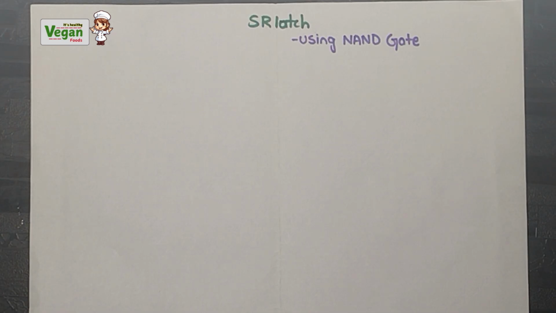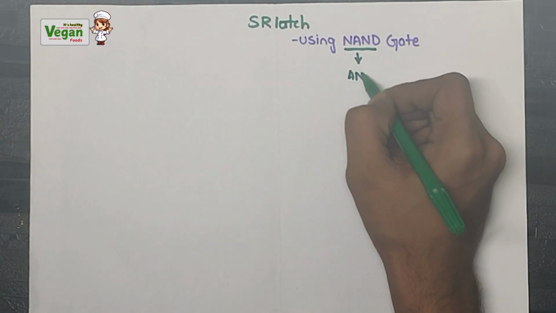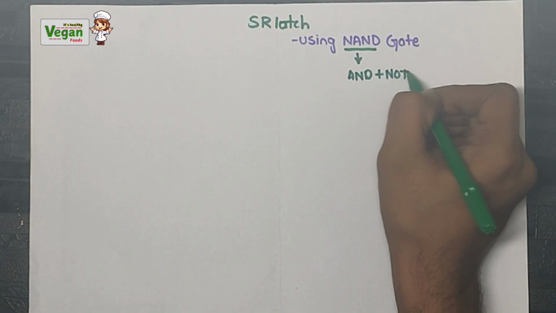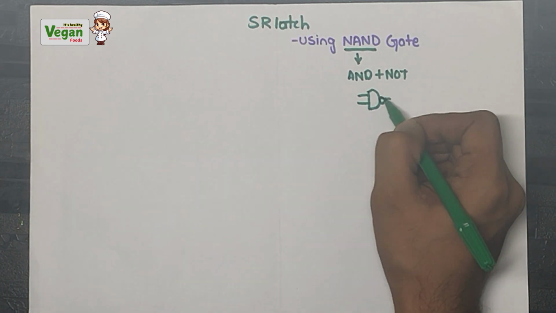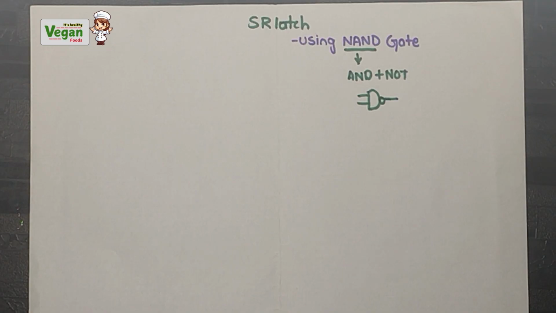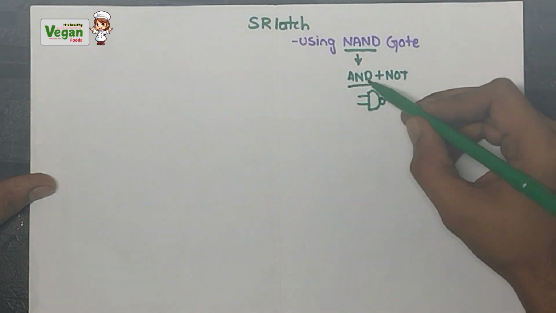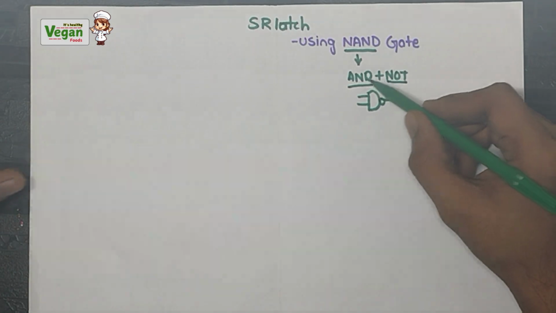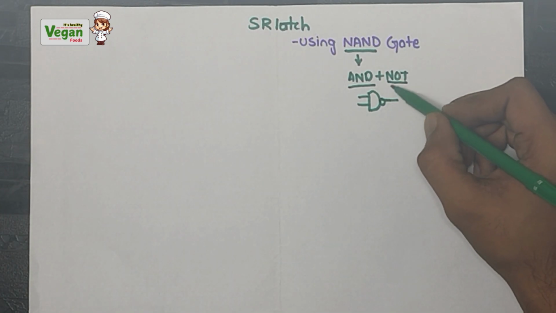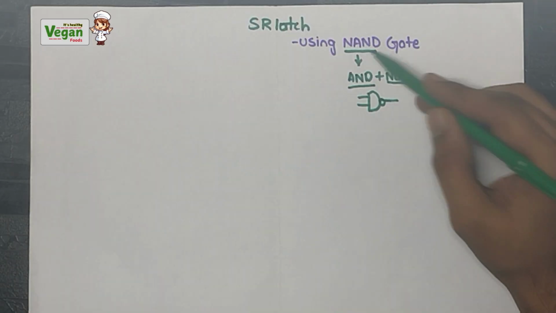To construct the SR latch using NAND gate, first let's know what a NAND gate is. The NAND gate is the combination of an AND gate with a NOT gate. We can represent the AND gate like this, and if we put NOT in front of it, it will be a NAND gate. The output of the AND gate will be complemented using the NOT gate, and this whole process is done by this circuit called the NAND gate.